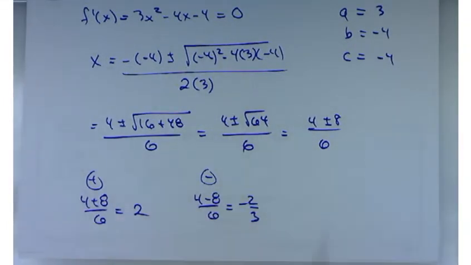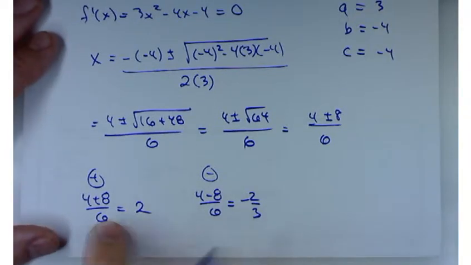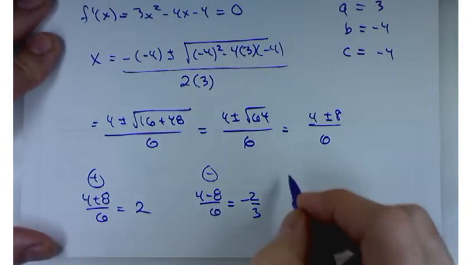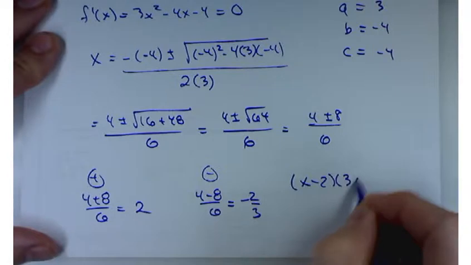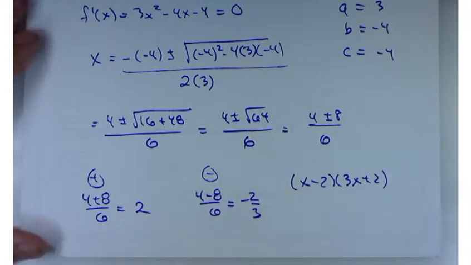Does that contradict Rolle's theorem? No. Rolle's theorem says there's at least one place. If there's more than one place, that's okay. So there's the two places. By the way, in hindsight, this would have factored as x minus 2 times 3x plus 2.